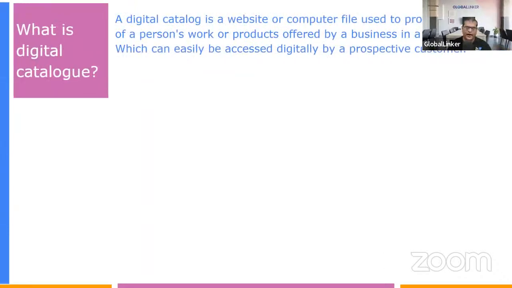So a digital catalog is basically a website or a computer file that provides information about a person's work or your product catalog, which can be easily accessed by a prospective customer. So it is basically your product's presentation. Now, that can be a computer file as well. However, from the e-commerce perspective or from the selling perspective, just having it on your device does not serve the purpose. You need to have it in an ecosystem where it is easily accessible by anyone who's interested to do business with you. That's where it becomes important that that file is accessible.